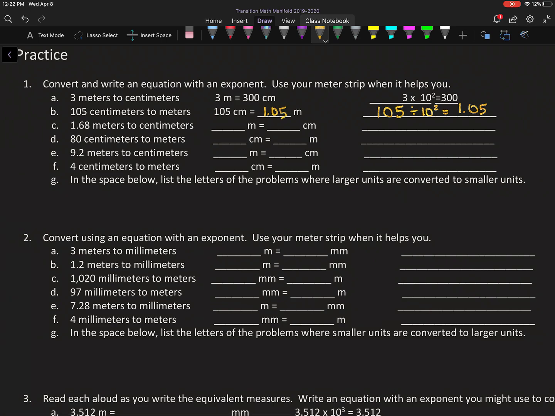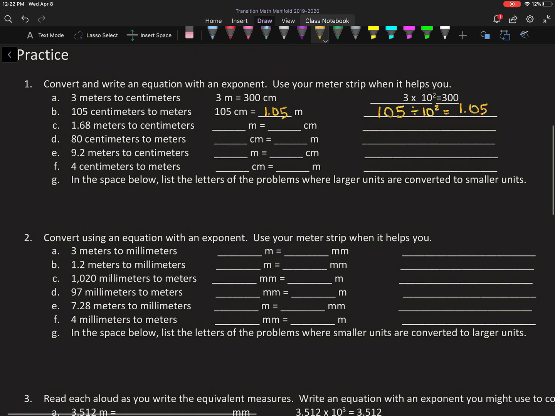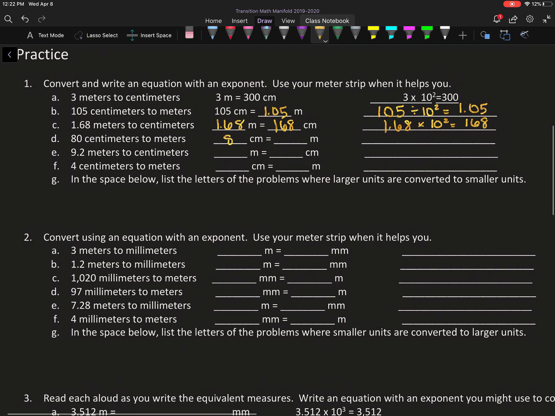And one of the reasons why we have it set up this way is to help us identify a pattern. So if I'm going from big to little, I am multiplying 1.68 times 10 to the second power. So this would become 168 centimeters. 80 centimeters to meters, I am going from small to big, and so I am going to divide by 10 to the second power.